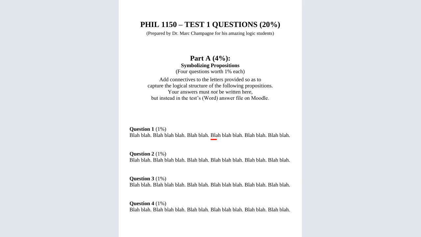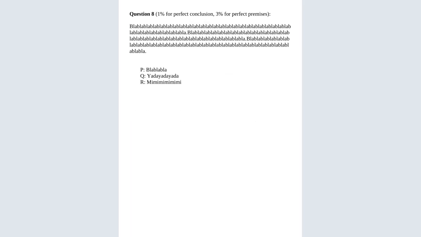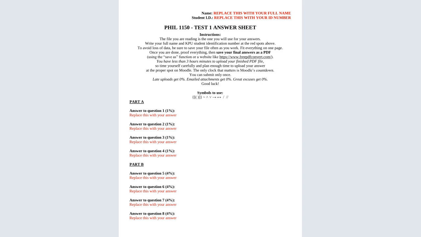That's part A. There'll be 4 questions worth 1% each. These are going to just be propositions, kind of like first symbolization homework. So part A, by doing the first symbolization homework, you're preparing for that. Here you'll have the English proposition, and on your answer sheet, you'll have to write it in symbols. And what your answer sheet is going to look like, let's have a look at that right away. That will be a Word file that'll look like this.